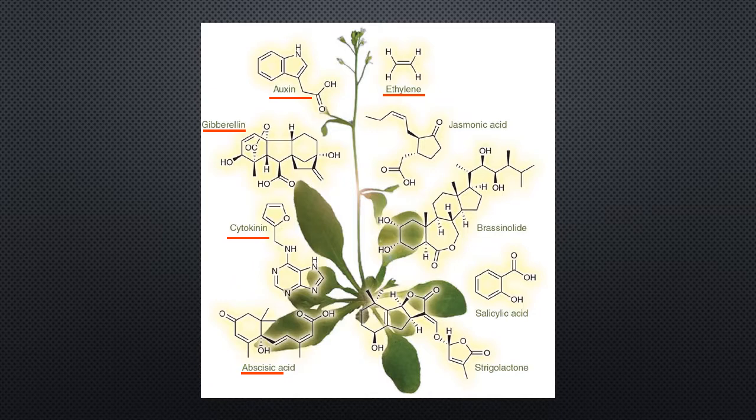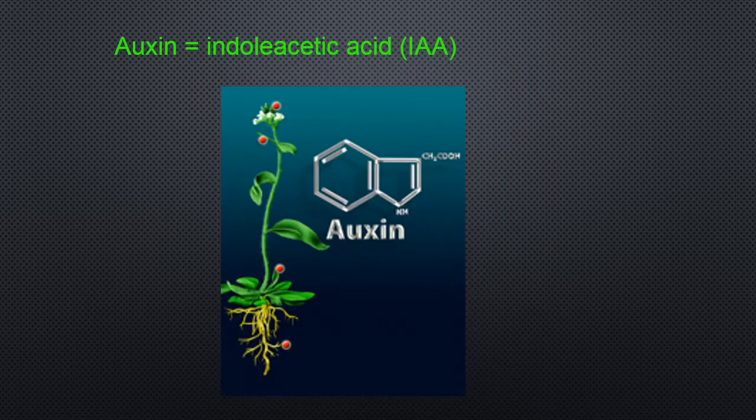So on this particular chart, you can see that we have gibberellic acid, we have auxins, ethylene, cytokinins, and abscisic acid, or what we call ABA. Those are the ones that we are going to be looking at today. So let's start with auxin.